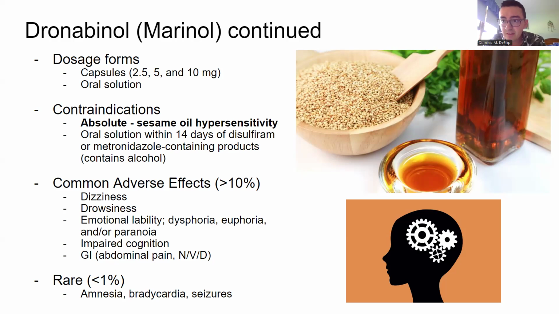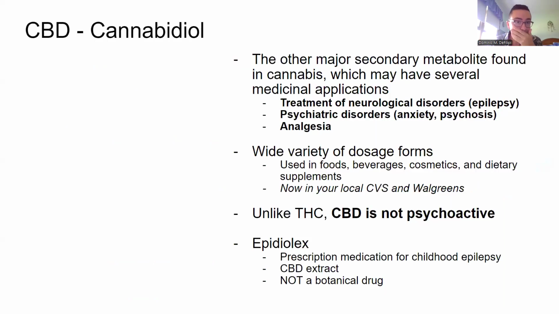Common adverse effects are what you would expect for a THC product. Dizziness, drowsiness, emotional lability, so dysphoria, euphoria, sometimes paranoia even. There might be some impaired cognition and GI effects, pain, nausea, vomiting, diarrhea, occasionally reported. Very rarely do we get amnesia, seizures, or bradycardia.